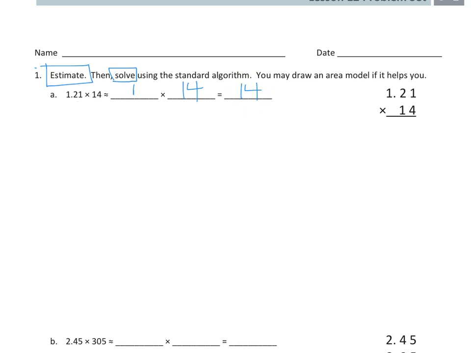So what we want to do is we want to get rid of that decimal in 1 and 21 hundredths. So think about 1 and 21 hundredths. We can multiply it by 100 to get that decimal all the way behind the second one. So that would give me 121. And then we're going to multiply that by 14. 121 times 14.